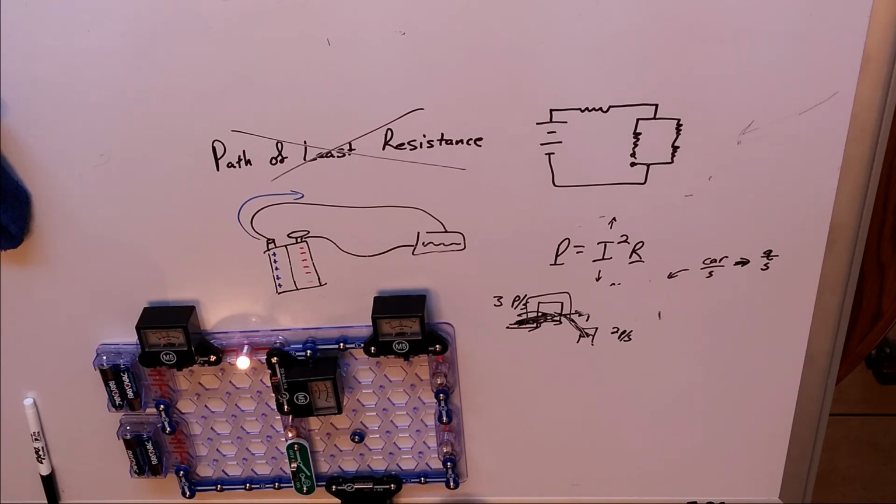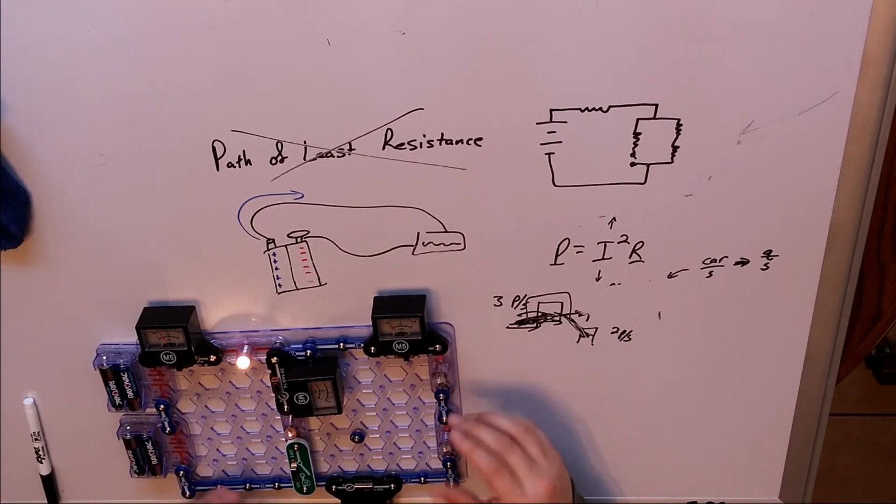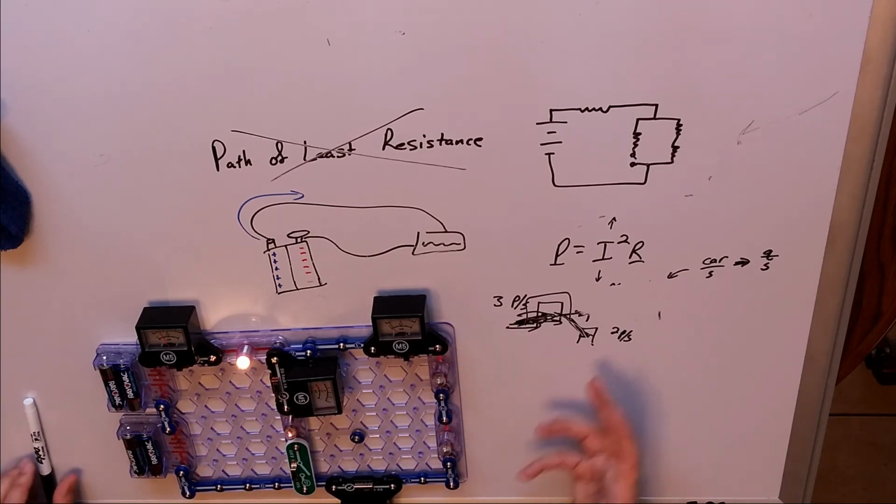And how the current will break itself up is going to be in relationship to how quickly it can get through these, the total resistance of them. Just like the doors. More obstacles, that line is going to move slower.